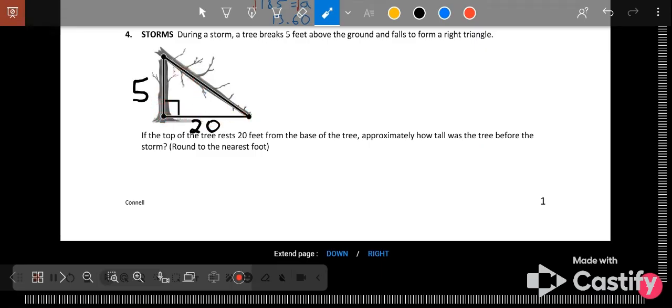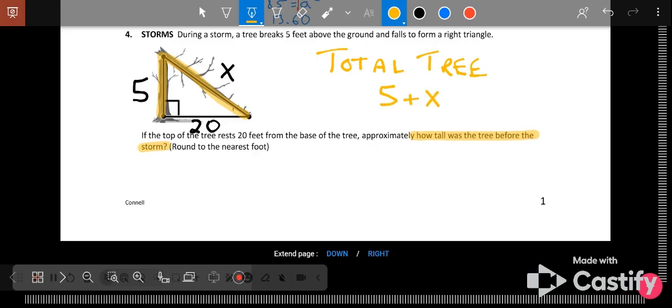Well, this is a right triangle, so you might already be going, okay, I'll throw an x there and do a squared plus b squared equals c squared, and you're not wrong. But make sure you know what the question's asking. The question is asking how tall was the tree before the storm? Well, the whole tree before the storm was this whole part and this whole part. So for my total tree, I need to do 5 plus x.